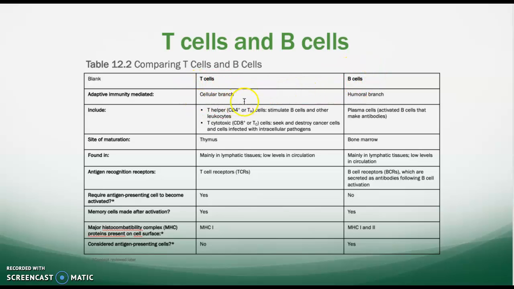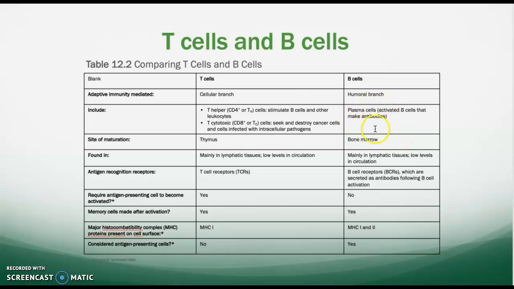We know T cells make up the cellular branch, B cells make up the humoral. The ones that we're really looking at are the helper T cells, or CD4, and the cytotoxic T cells, or CD8. Remember, they mature in the thymus because it starts with a T, and they're T cells. These are mainly found in our lymphatic tissues, but can be found in low levels in our blood. They have T cell receptors that recognize the antigens. They require an antigen-presenting cell, and they will make a memory cell. We know that they have these MHC surface proteins. We'll talk about that a little bit more when we get into the cellular branch. They're not considered antigen-presenting cells, but they need antigen-presenting cells to see the antigen.